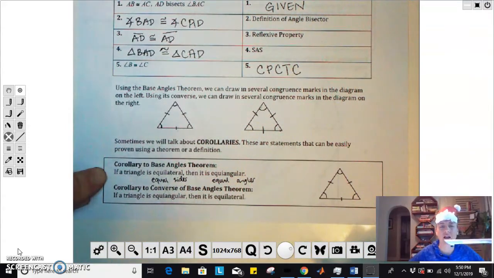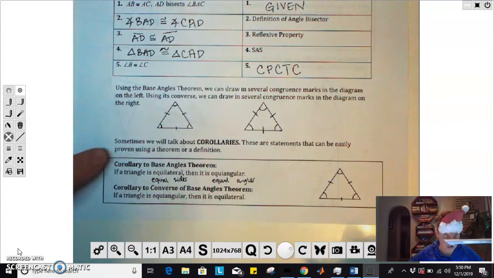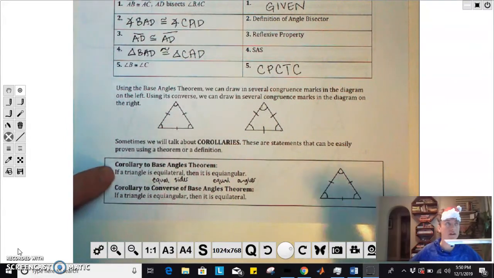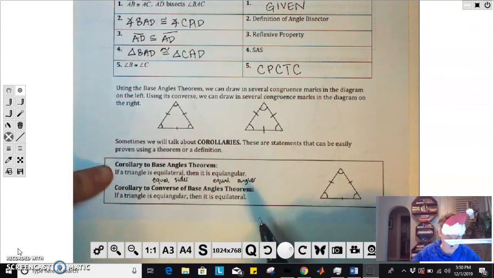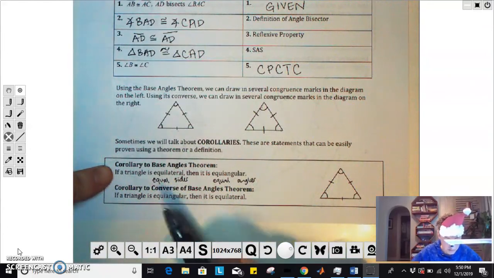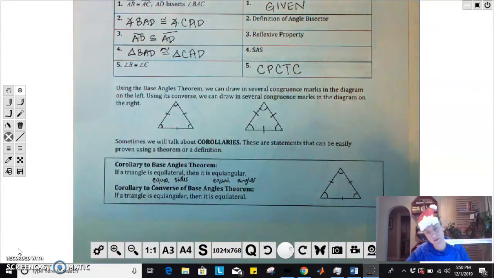And the corollary to the converse is actually going to be the converse of this corollary. Whoa, we could call this the converse of the corollary of the base angles theorem. It would also be true. If a triangle is equiangular, all its angles are equal, then its sides are all equal. It's just how it be.